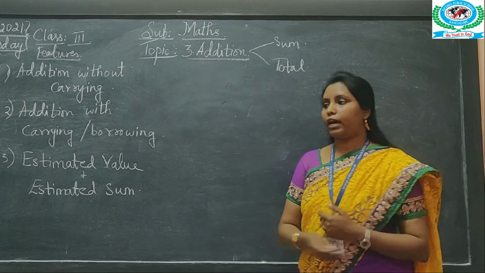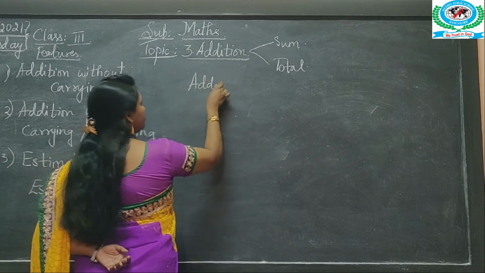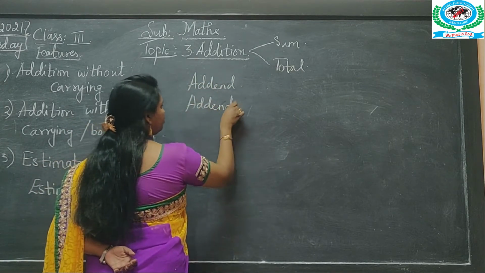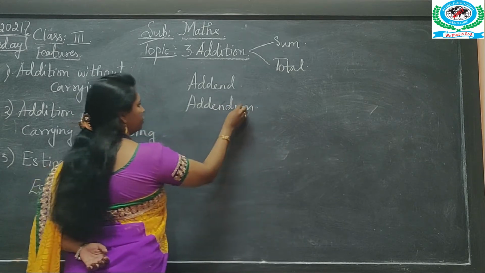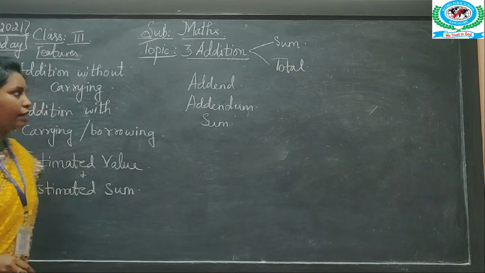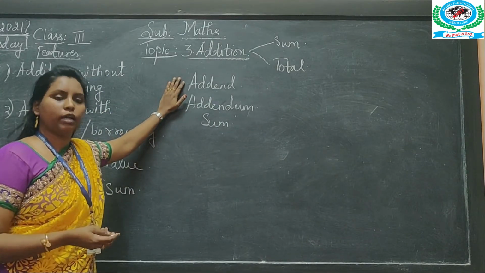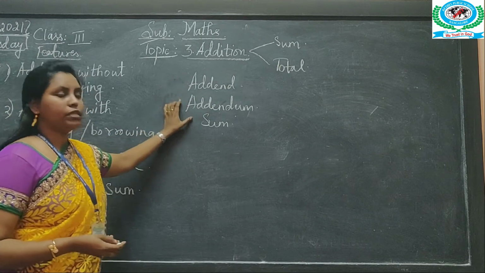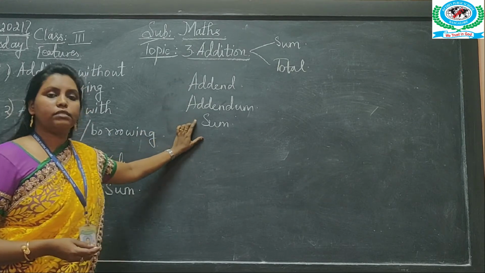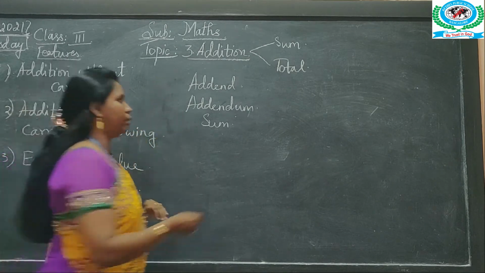Now in addition we have the features like addend, addendum, and the sum. Okay. So addend is the number to which a number is added, and addendum is a number to be added, and the sum is the answer, the total what you get by adding two or more numbers.